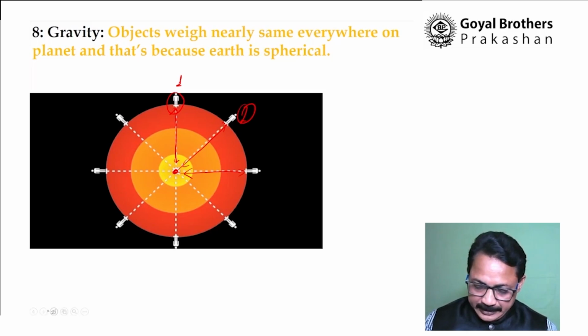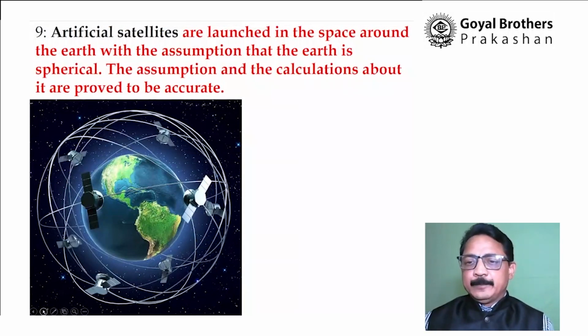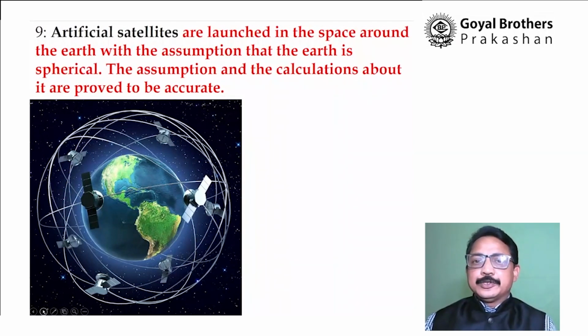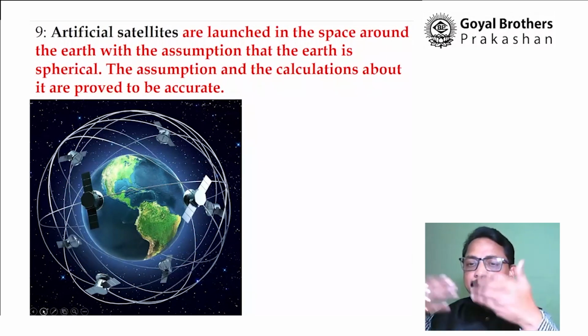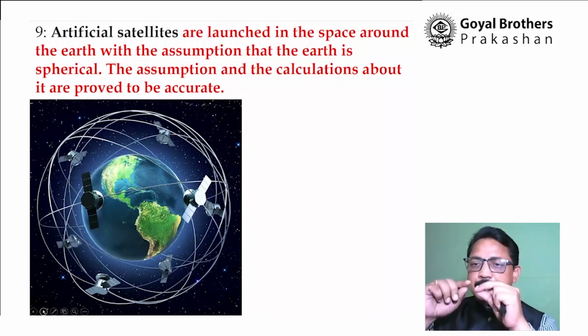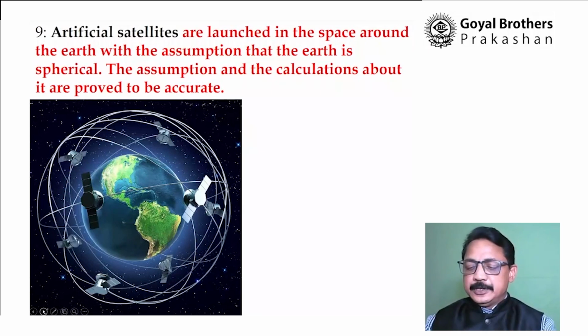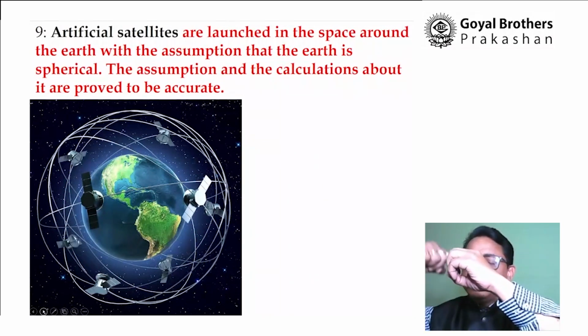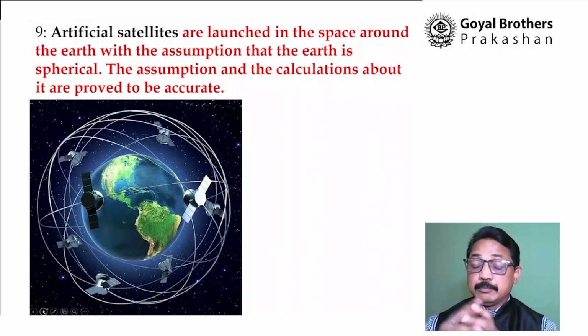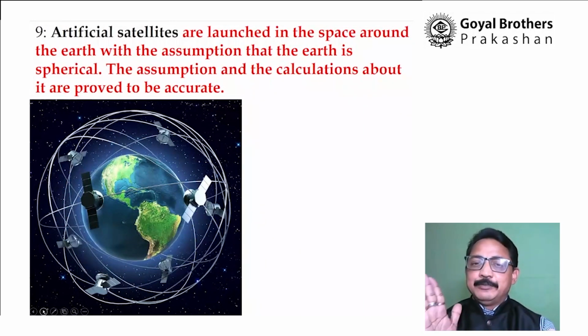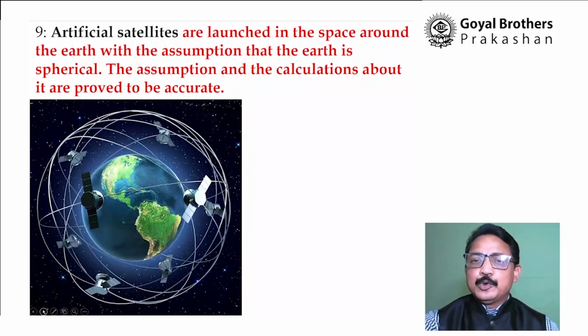Now there is one more proof for the spherical shape of the earth, and that is the launching of artificial satellites. Please remember that when these satellites are launched, the scientists assume that earth is spherical in shape, and they send the satellite to move around the earth. So they carry out those calculations considering that earth is spherical and the satellite will be moving around it. Whatever calculations they carry out considering the earth is spherical in shape are absolutely accurate, which means the earth must be spherical in shape. So in this way, dear student, we can give so many examples about the spherical shape of the earth.